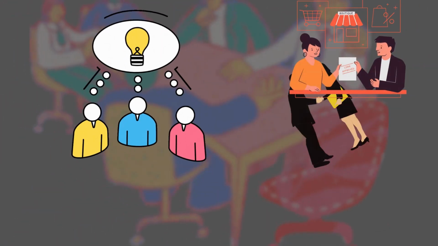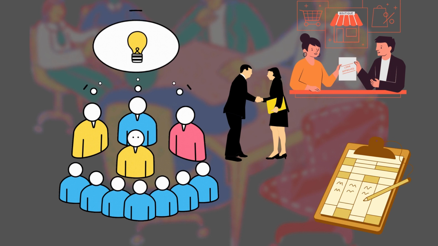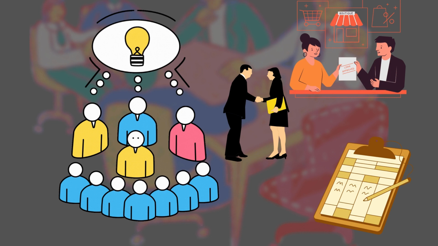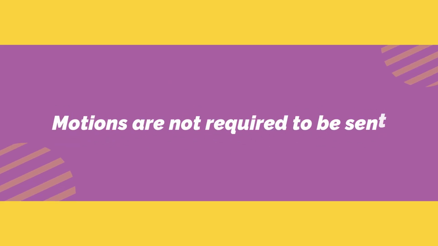And the motions should be moved in the order of business which is set out on the agenda. All motions are to be handed over to the chairperson unless the rules prescribe that those motions have to be sent by a certain date to the secretary. No formal notice of a motion on a procedural matter is necessary. And then when do you think motions are not required to be sent?